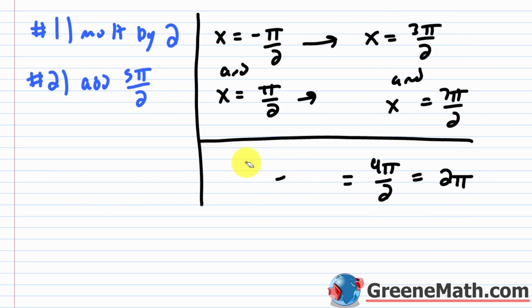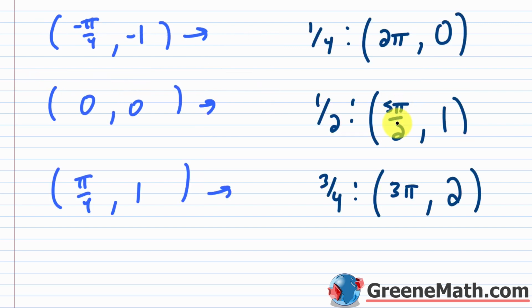Now for the next one, you have an x coordinate of 0. So you multiply that by 2. That's still 0. And then you add 5 pi over 2. That's going to give you 5 pi over 2. So see, our x coordinate here is 5 pi over 2 for the midway point. So we just need the last one.